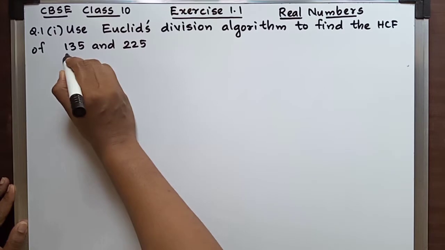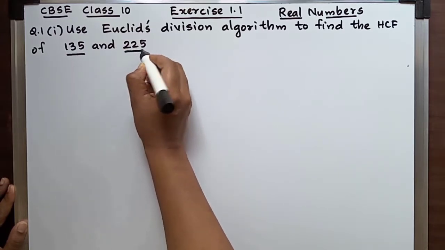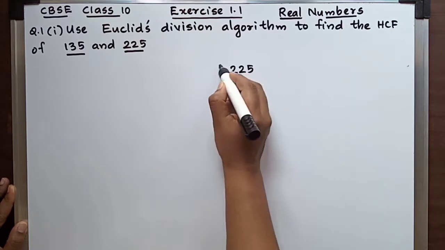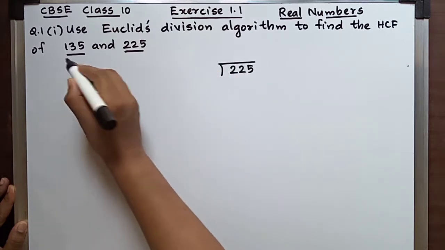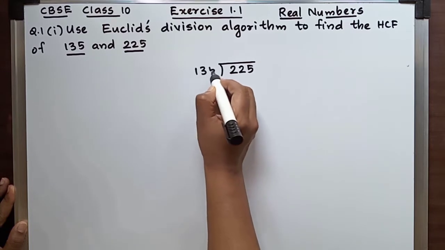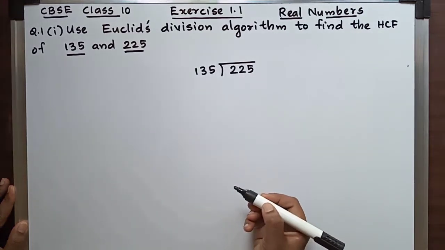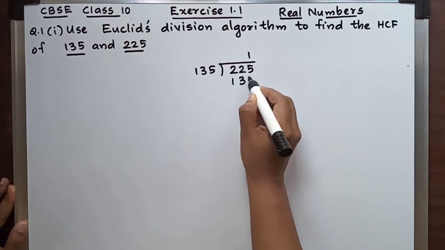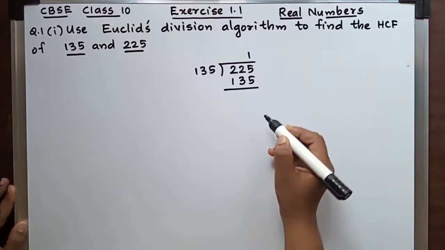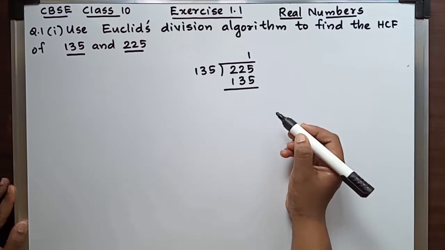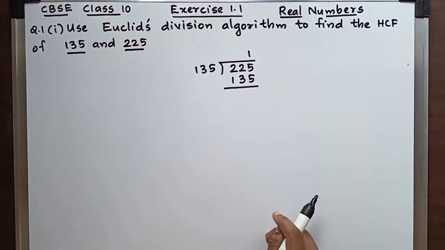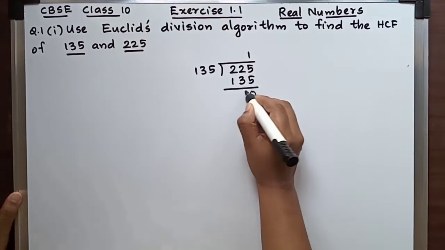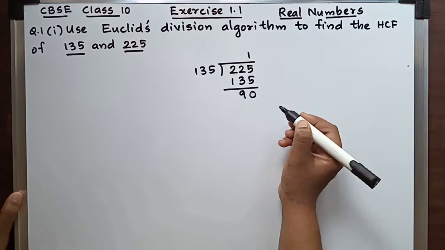135 and 225. The bigger one is 225. So we will divide 225 by the smaller one, that is 135. We know there is only 1 time 135 in 225, right? Let us subtract now. Here 0, here 9, right?